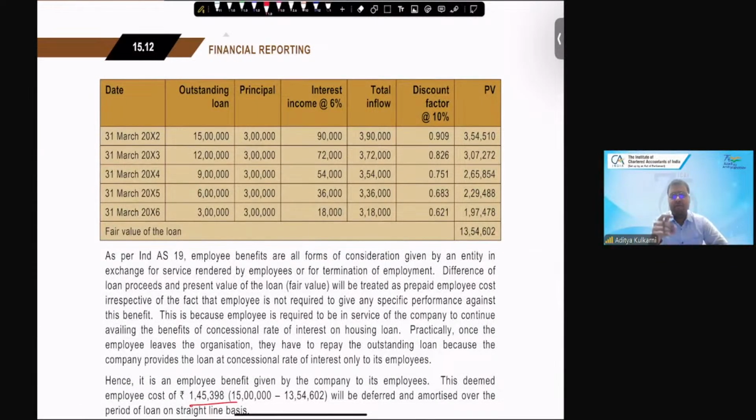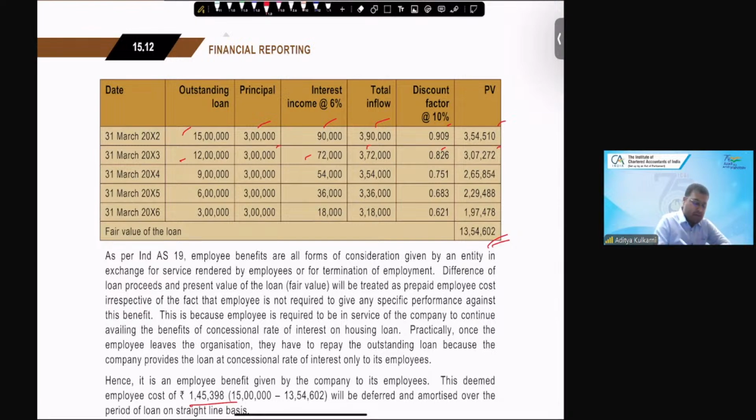So every year he is paying the principal also and the interest also. So 15 lakhs, so principal of 3 lakhs will be paid, interest of 90,000, total 3 lakh 90. So discounting factor at 10% to give you the present value. So 12 minus 3 you will pay 72, 3 lakh 72.82, 0.826. So like this you will go on doing to arrive at the fair value of the loan.